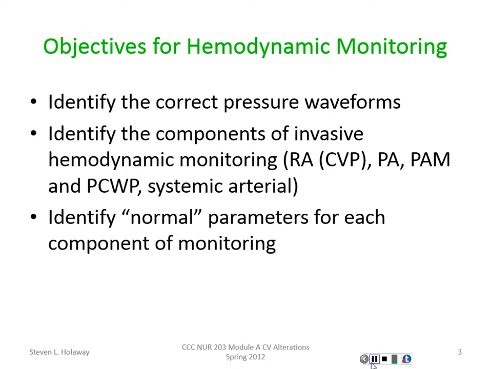Identify the correct pressure waveforms. Identify the components of the invasive hemodynamic monitoring: the right atrium, which is CVP, the PA pressure, the PA mean pressure, and the pulmonary capillary wedge pressure, and then systemic arterial pressures.